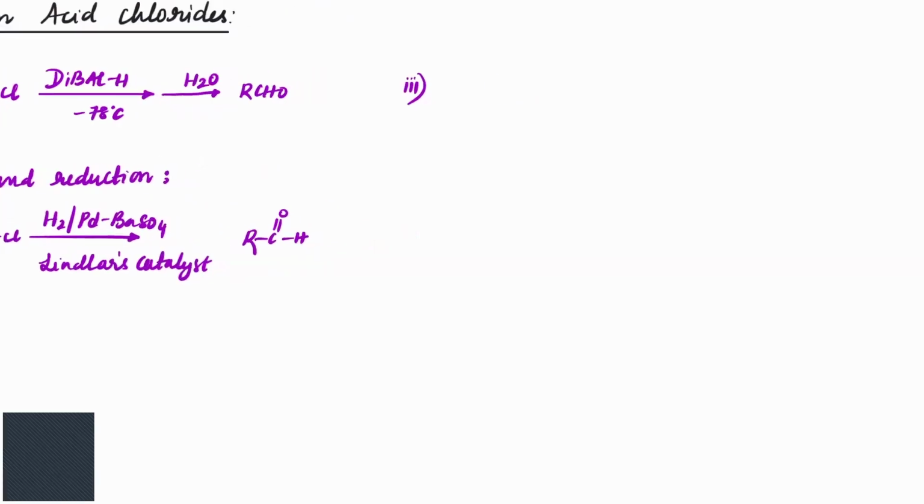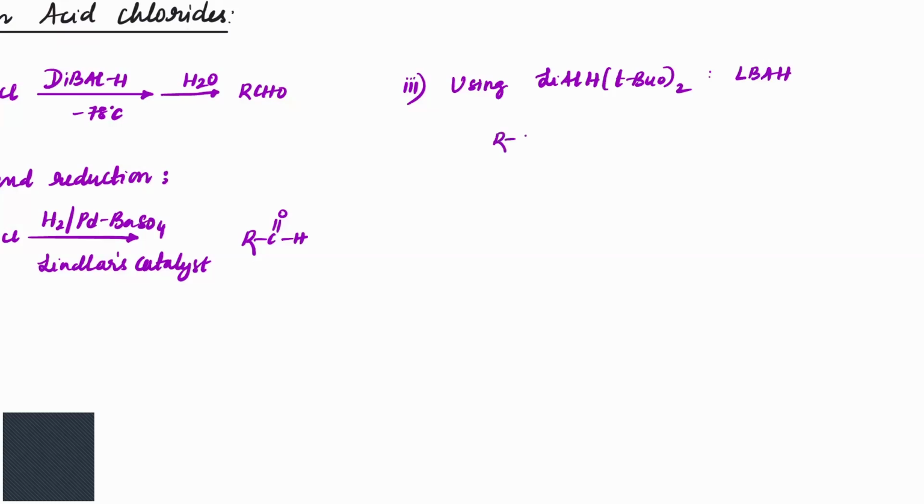Third reaction set is using lithium aluminum hydride with tert-butoxy group. Okay. So this is like LBAH, lithium tert-butoxy aluminum hydride. So even if you take RCOCl with LBAH, this is an alternative, lithium aluminum hydride, to DIBAL-H. It is an alternative to DIBAL-H. The product is the same. Okay.